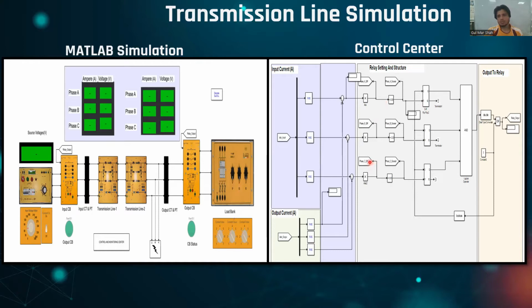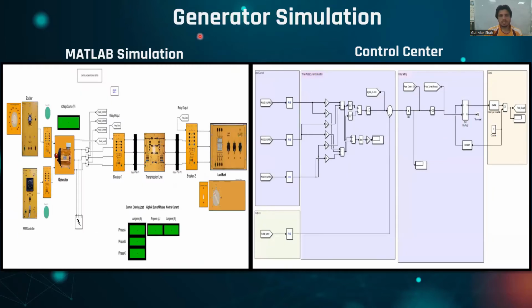We do control for the relay in order to give 0 and 1. We receive 1 and 0 with the help of this control center, and this 0 and 1 is given to the circuit breaker. This is the generator simulation which we have done, all the same.